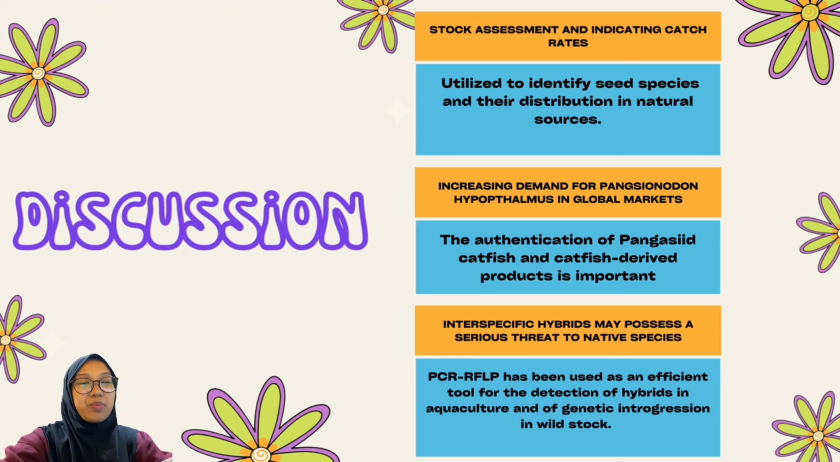Interspecific hybrids may pose a serious threat to native species. Misidentification of parental species and hybrids may easily occur if the identification is based solely on morphology. PCR-RFLP has been used as an efficient tool for the detection of hybrids in aquaculture and of genetic introgression in wild stock. Furthermore, the molecular markers developed herein will facilitate precise monitoring of genetic introgression in natural populations and hence may lead to the development of conservation plans.